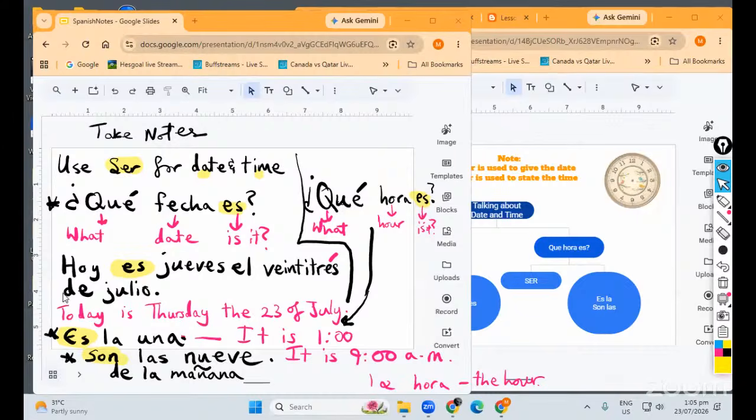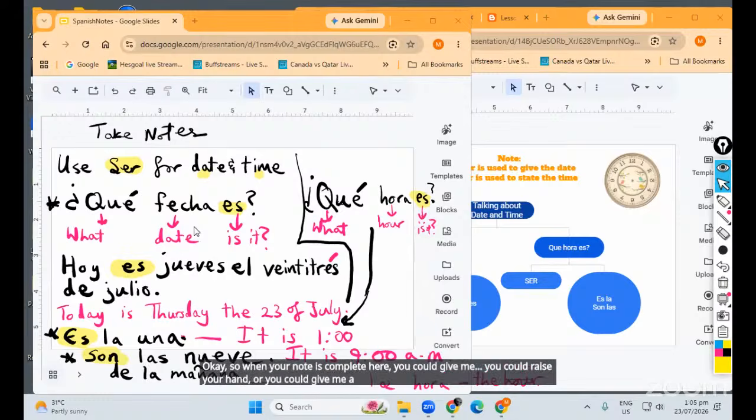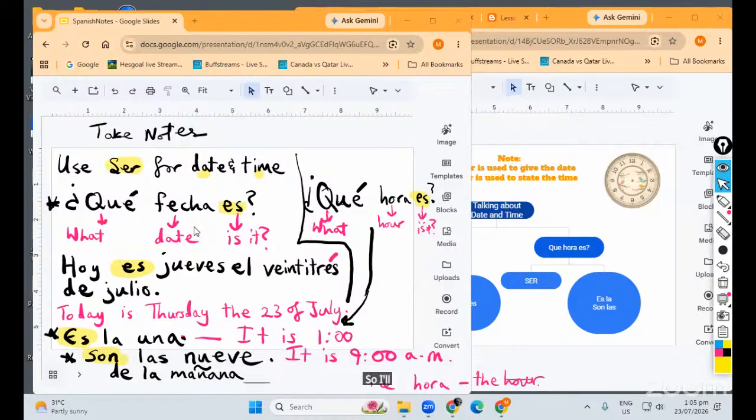Okay, so when your note is complete here, you could raise your hand or you can give me a thumbs up. So I'll know it's complete.